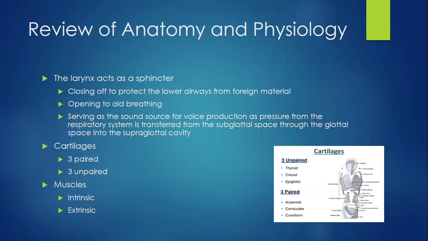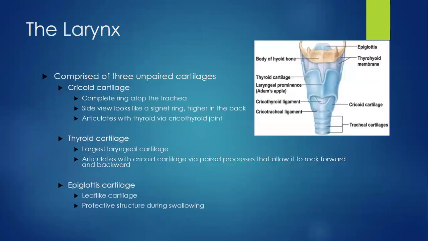All right, so with anatomy, what I want you to know is that the larynx is made up of cartilages. There are 3 paired cartilages and 3 unpaired cartilages. We'll be going over that shortly. And then I also want you to know the muscles of the larynx, okay? So there are the intrinsic muscles and the extrinsic muscles. So with regards to the cartilage, like I said, there are 3 unpaired cartilages. These unpaired cartilages are the cricoid, the thyroid, and the epiglottis.